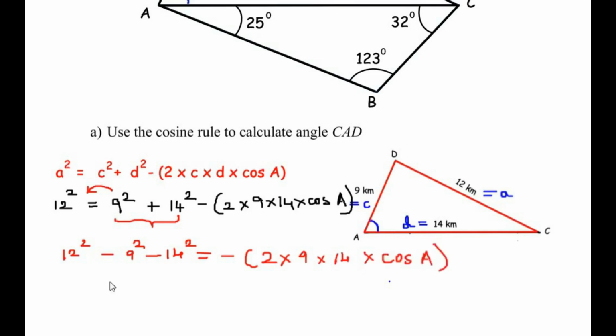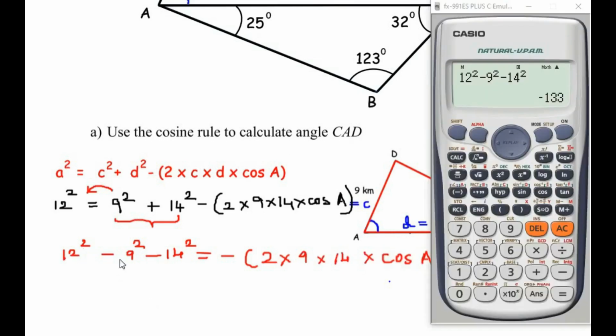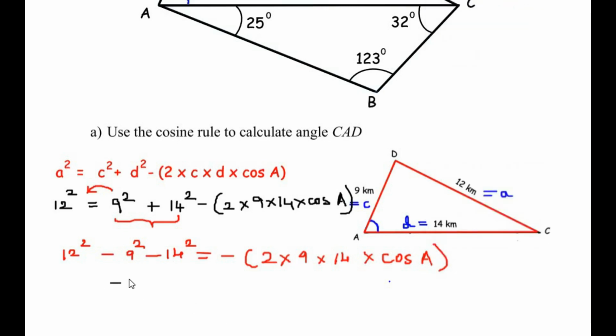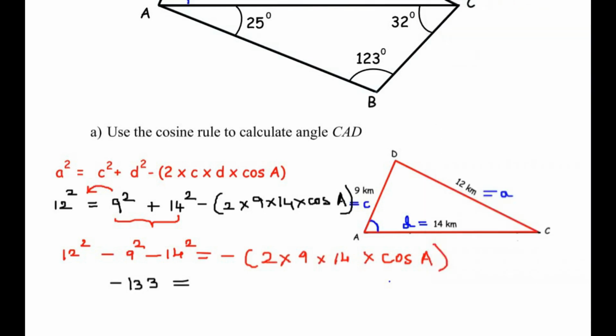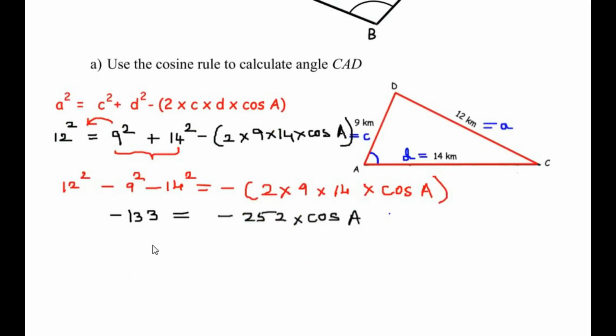Now let us simplify the left hand side. So 12 square minus 9 square minus 14 square, we get as minus 133. So minus 133 is equal to, let us check, 2 times 9 times 14. So minus 2 times 9 times 14 gives us minus 252. So this is minus 252 times cos A. Now taking the minus 252 to the other side of the equal to sign, we can write cos A is equal to minus 133 divided by minus 252.